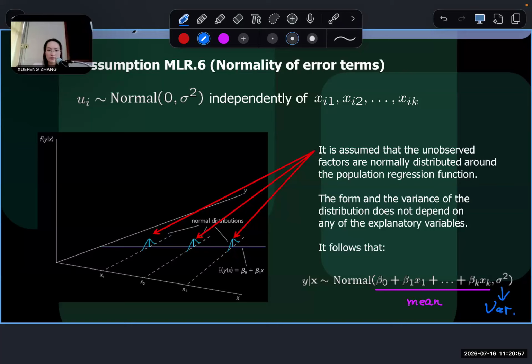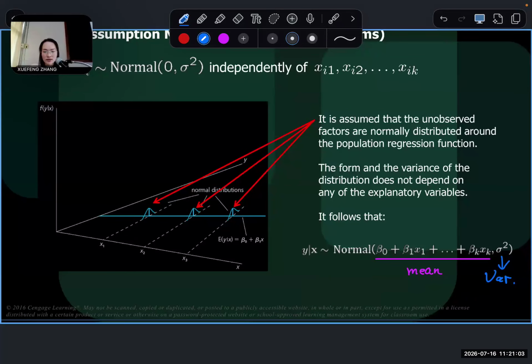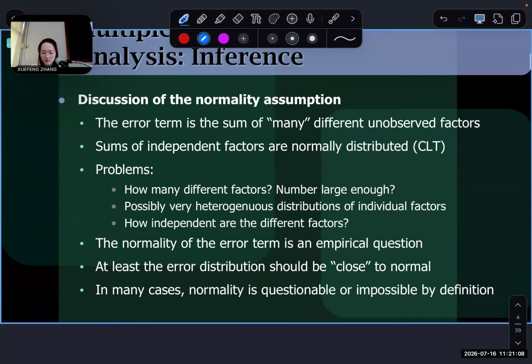VAR means variance. Why do we even believe mu is normal? Let's discuss where this assumption comes from and its limits.